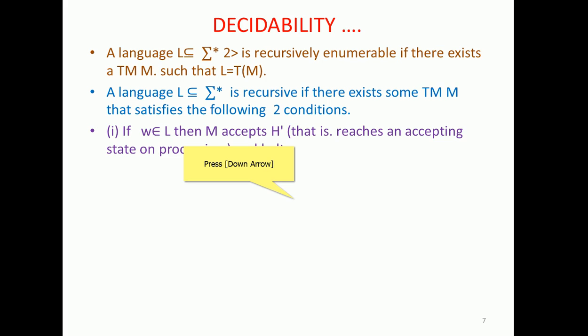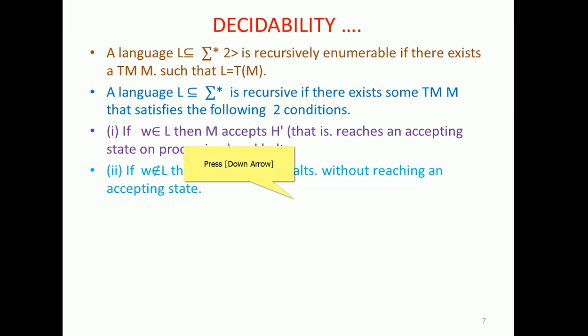So that is the first condition: if the given string W belongs to L, then M reaches an accepting state on processing and halts, right? Then the second condition: if the string does not belong to L, meaning W does not belong to L, then M eventually halts without reaching an accepting state.